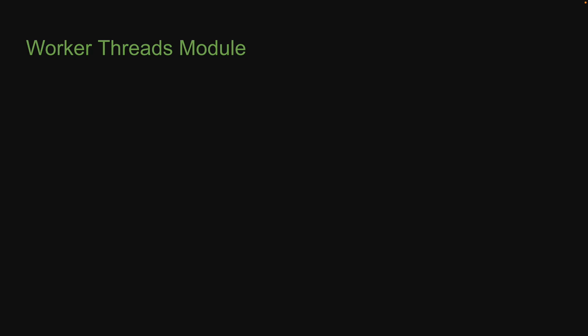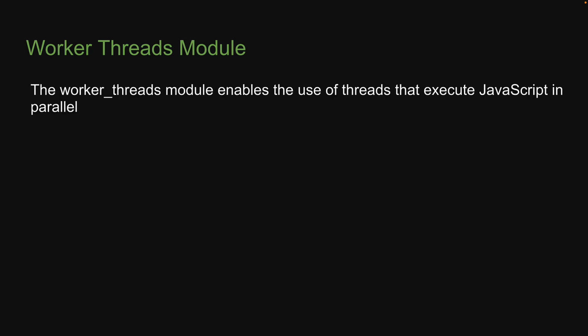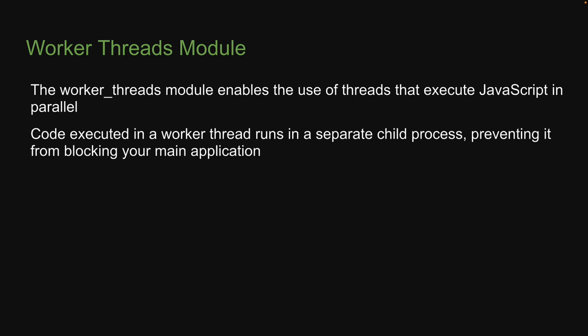In the previous video, we learned about the cluster module, which helps with performance improvement in a Node application. In this video, let's learn about the worker threads module, which also helps with the same cause. The worker threads module enables the use of threads that execute JavaScript in parallel. Code executed in a worker thread runs in a separate child process, preventing it from blocking your main application.